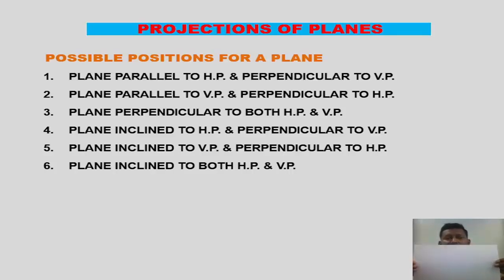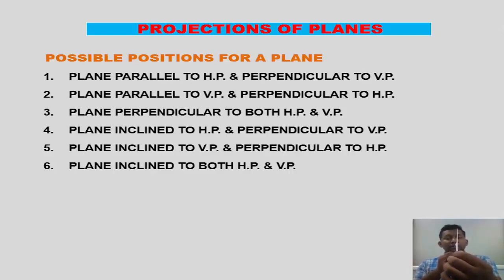Why am I calling this rectangle position parallel to VP? Because all 4 corners, or all 4 edges, of the rectangle have the same distance with respect to the vertical plane, so it can be called parallel to VP. If it is parallel to VP, it is perpendicular to HP. And the third possible position is a plane perpendicular to both. It is not parallel to VP, it is not parallel to HP, it is perpendicular to both HP and VP. The position will be something like this.